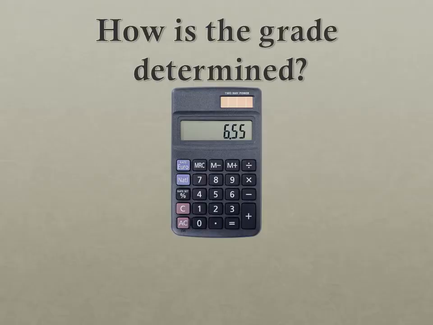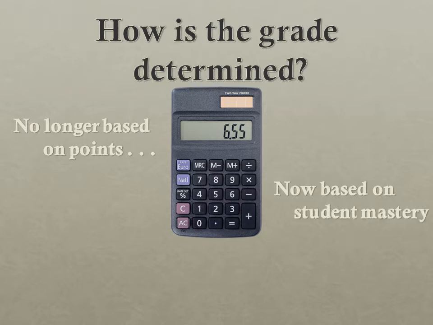The next question should then be, how is the grade determined? In the past, grades were based on points at Morton. The more points you earned, the higher your score. This could have been on homework, tests, or projects. Today, grades at Morton are based on student mastery of the standards. How well can you demonstrate that you understand the standard?